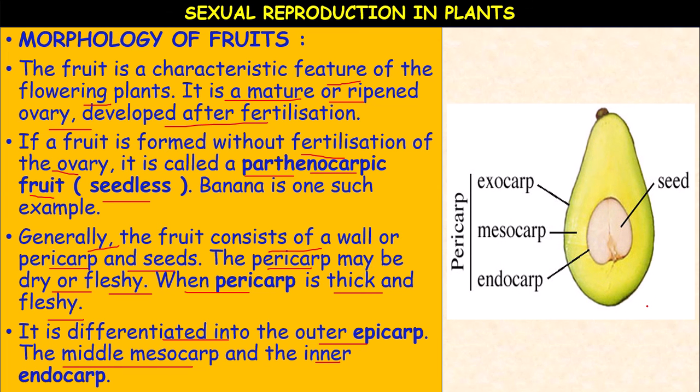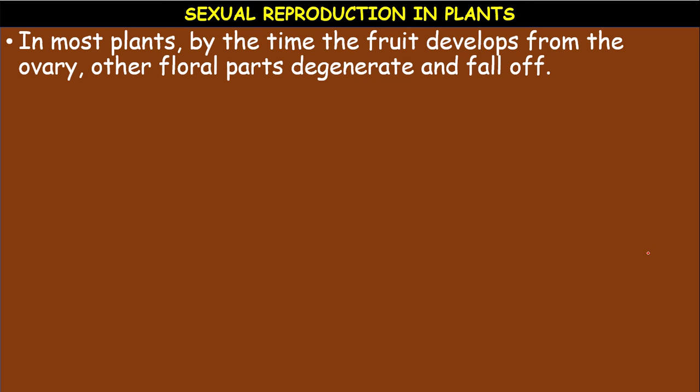You can see this is a fruit. The pericarp consists of the exocarp or epicarp, mesocarp and endocarp. This is the seed inside the fruit, consisting of cotyledons covering. In most plants, by the time the fruit develops from the ovary, other floral parts degenerate and fall off.